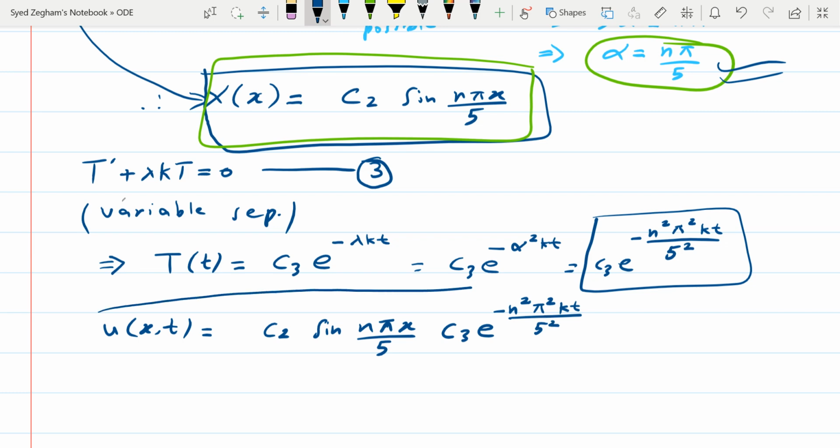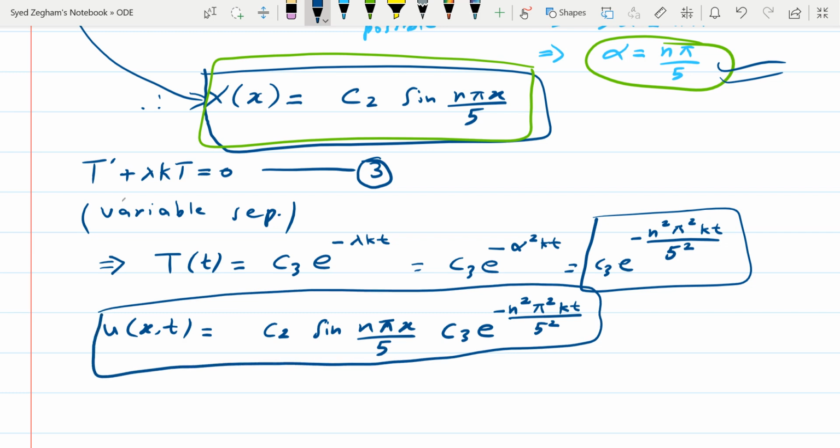So this is our solution u, which is a function of x and t. Another thing here of importance is that n can take the values 1, 2, 3 and so on, right?